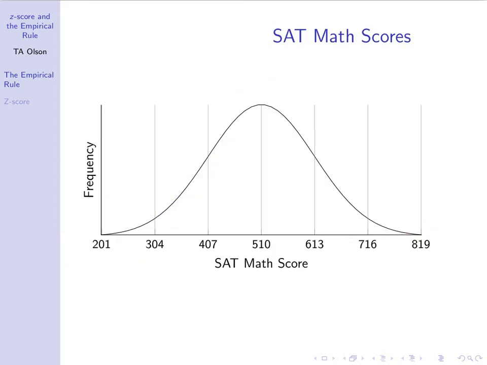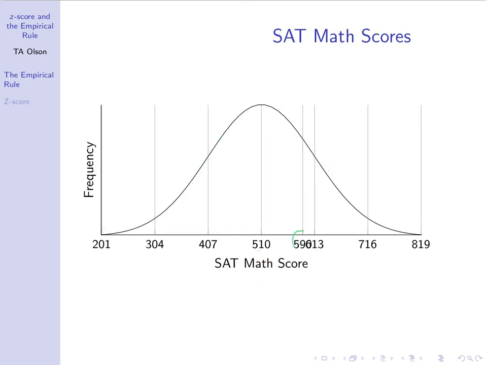So for the SAT math score, our mean score was 510, and our standard deviation was 103 points. So 103 plus 510 is 613, 103 more than that is 716, then 819, etc. 103 points below 510 is 407, another 103 points below that is 304, another 103 below that is 201. So this is the approximate shape of the SAT math scores.